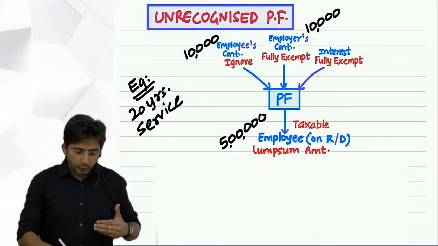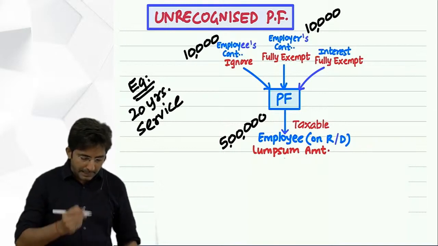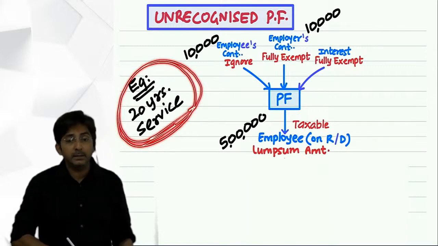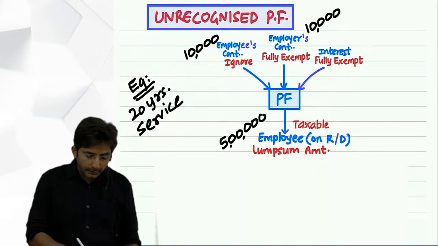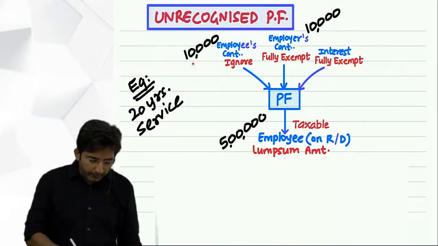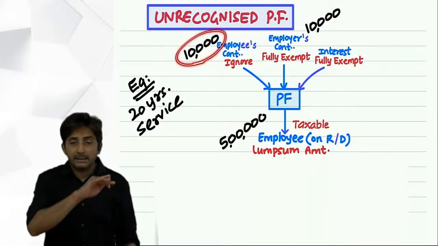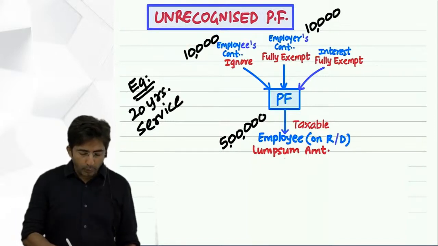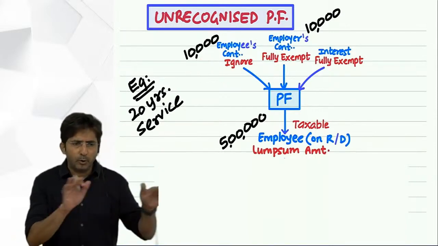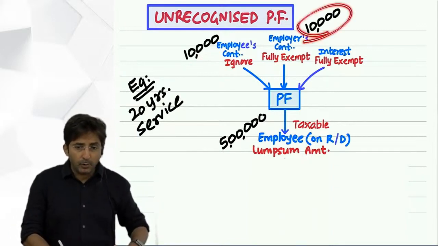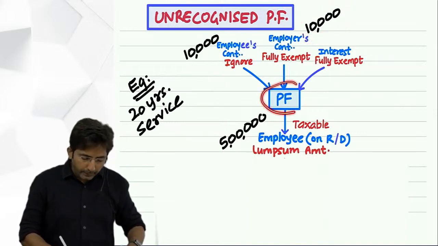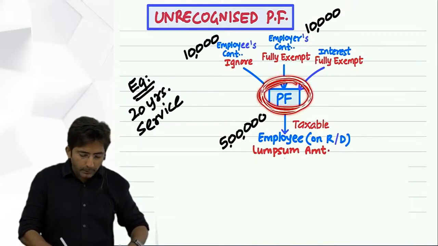Now, to understand more in detail, I have taken one example. Let's assume an employee has worked for 20 years of service, and the company where he was working had unrecognized provident fund. Assume every year 10,000 was cut from his salary. Employee's contribution is always deducted from his salary. Let's assume every year 10,000 was the employee's contribution, and the same amount was also contributed by the employer. So can you tell me in 20 years how much amount will be accumulated?